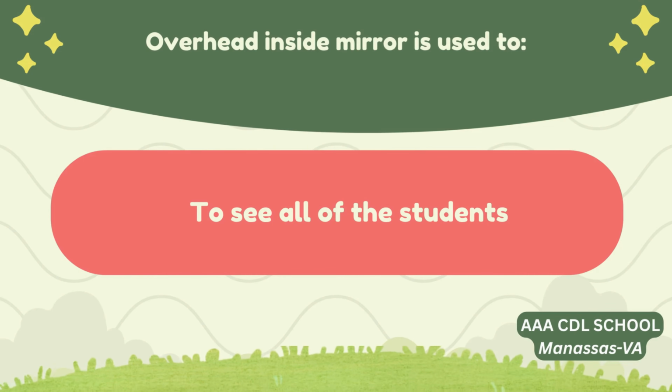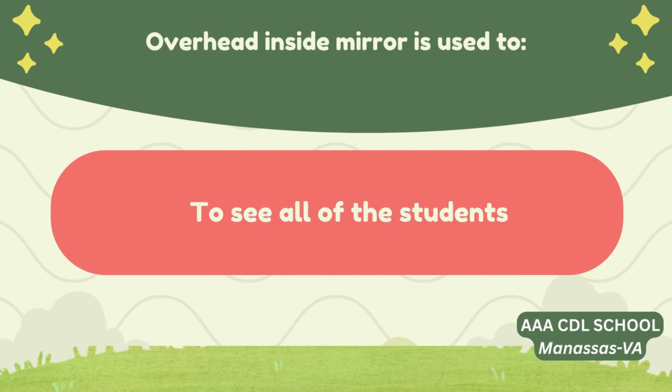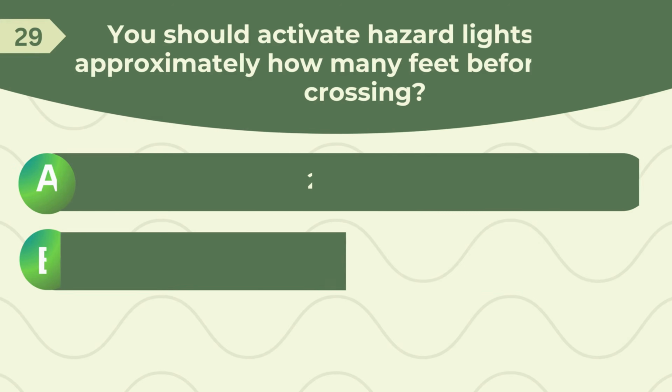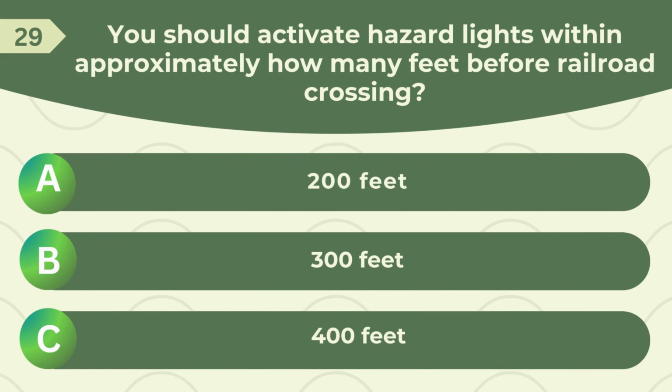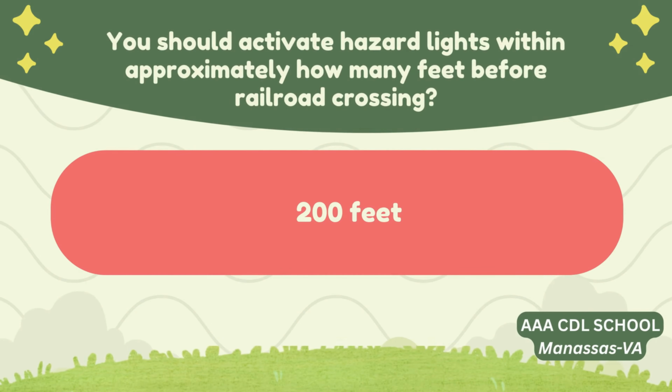Correct answer: to see all of the students. You should activate hazard lights within approximately how many feet before a railroad crossing? A. 200 feet. B. 300 feet. C. 400 feet. Correct answer: 200 feet.